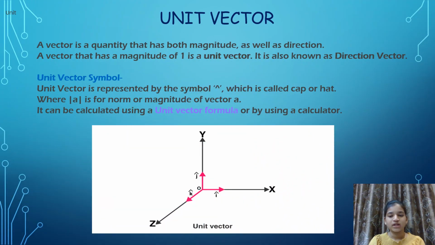A unit vector is a vector that has a magnitude of 1. It is also known as a direction vector. The unit vector symbol is represented as A cap, where the magnitude of A is the norm of vector A, calculated using a vector formula or by using a calculator.